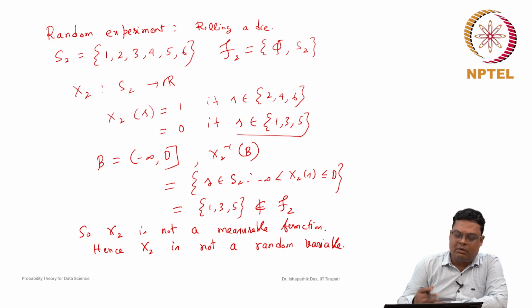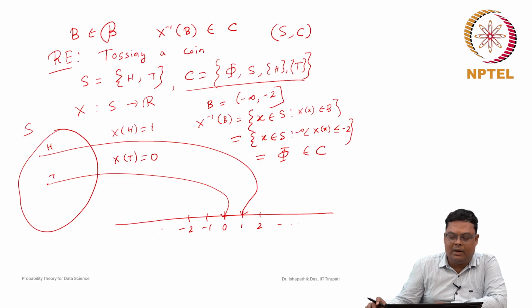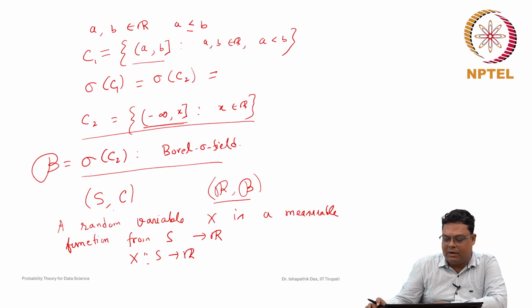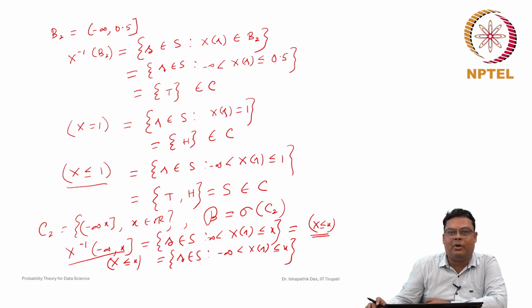Now I hope you have understood the concept of a random variable: it has to be a measurable function from the sample space S to R with the Borel sigma field, so it has to be Borel measurable. We say Borel measurable because we are considering R and the Borel sigma field, and the measurable function is with respect to the Borel sigma field.